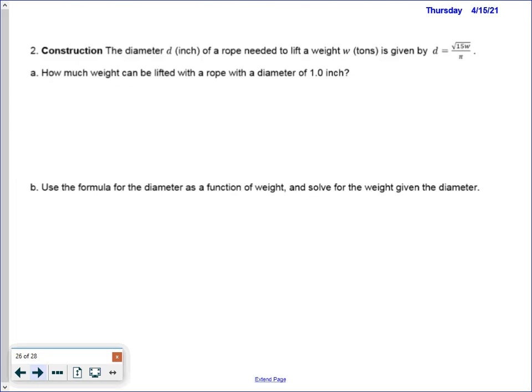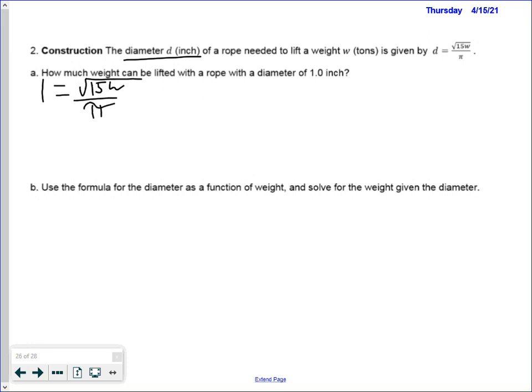Number 2, we have a construction problem. It tells us that the diameter D, in inches, of a rope needed to lift a weight W in tons, is given by D equals the square root of 15W all over pi. So 2A asks us how much weight can be lifted with a rope with a diameter of 1 inch. So we're asked if D is 1, what's W going to be? So 1 is going to equal the square root of 15W all over pi.